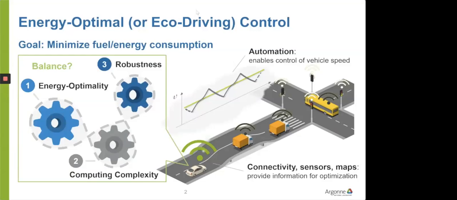To design the eco-driving controller, we should think about the three main perspectives: energy optimality, computing complexity, and robustness. We want to achieve the global optimum, but if we only focus on the energy optimality, computing complexity is likely to increase. Furthermore, for the various scenarios, the controller should provide a consistent energy saving potential without any issues. By balancing these three perspectives, we propose the real-time implementable speed planner.